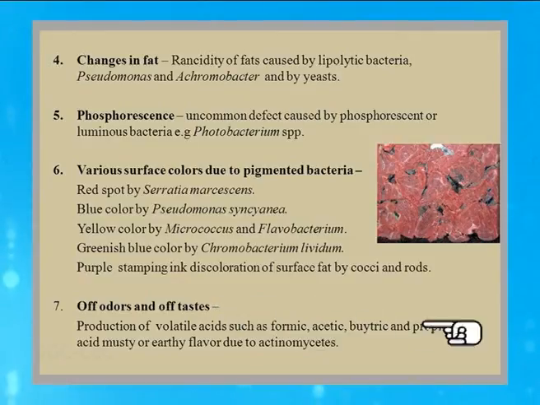The off odor and the off taste that is encountered in the spoilage of the meat is due to the production of the volatile acids such as the acetic acid, formic acid, butyric acid, propionic acid, or the earthy flavor that comes. That means the earthy flavor of the growth of the actinomycetes. So all these changes in the aerobic condition show that the meat has been spoiled.